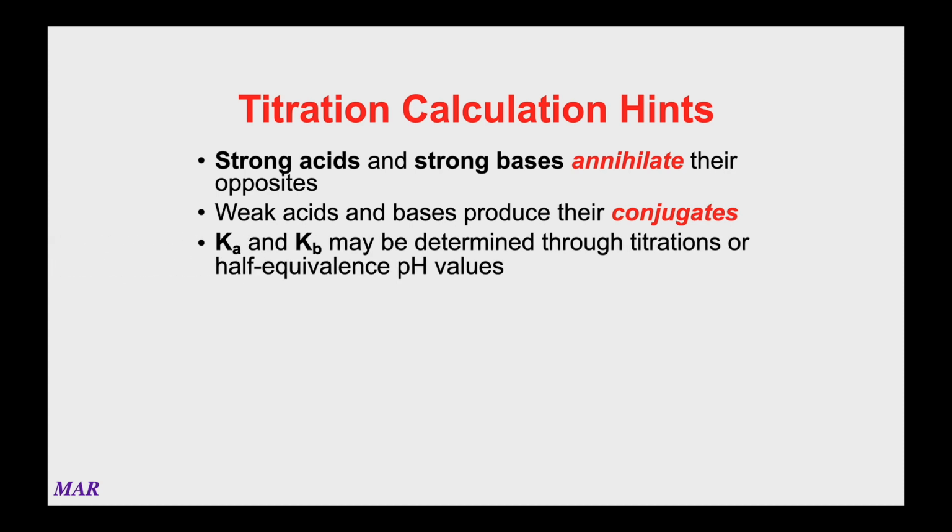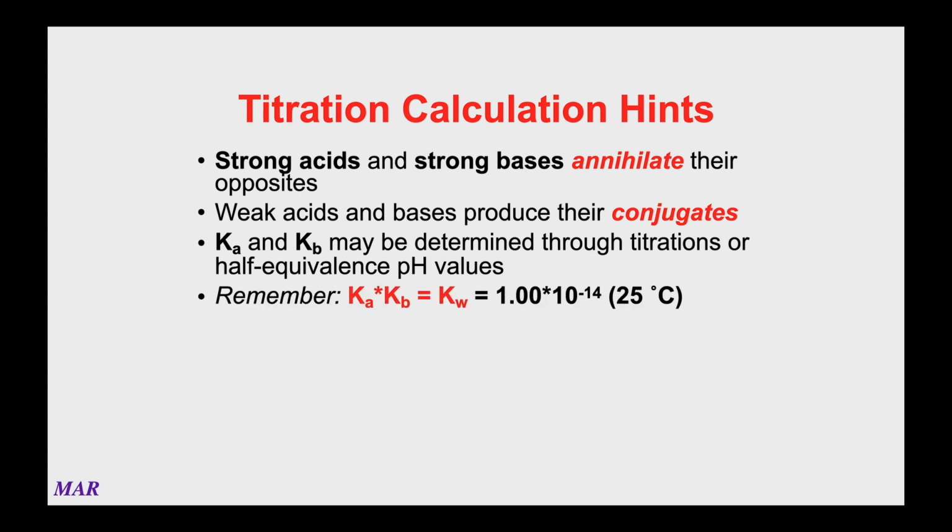Ka and Kb can be determined through titrations. So there's several different ways to figure out these Kas and Kbs. But in this lab, we're going to look at how people calculate these equilibrium acid and equilibrium base constants. It's a really nice way to do it. If you have discovered a new weak acid or weak base, you can use a titration to actually figure out what the Ka and Kb values will be.